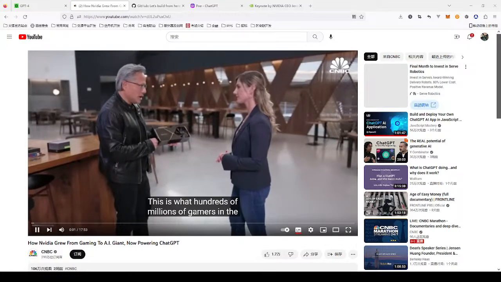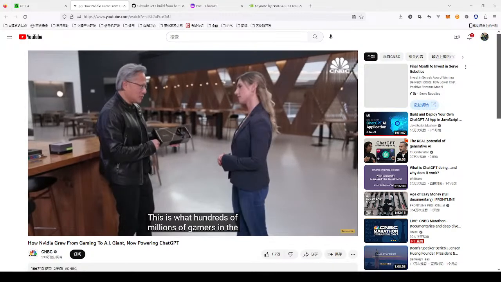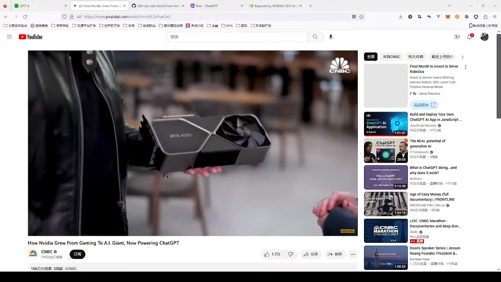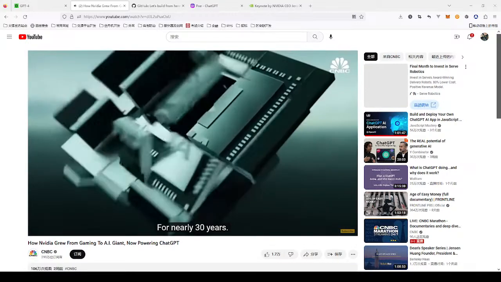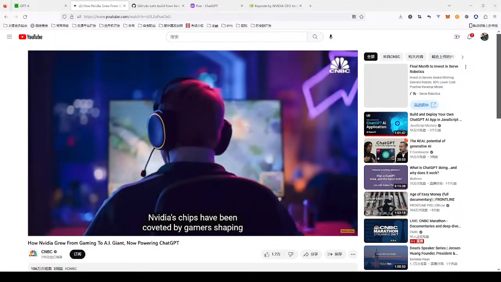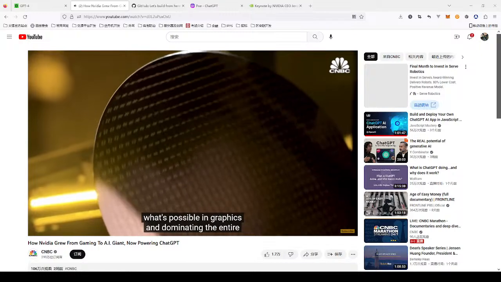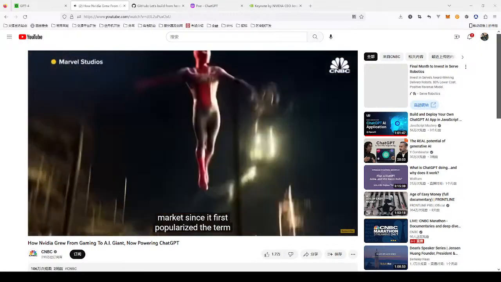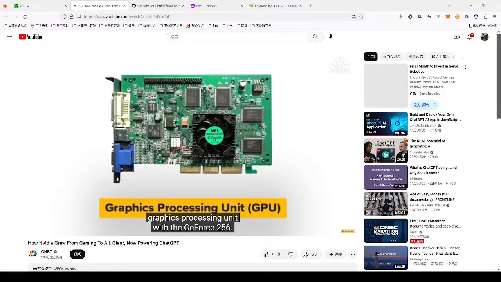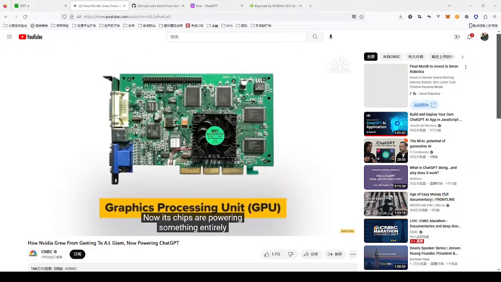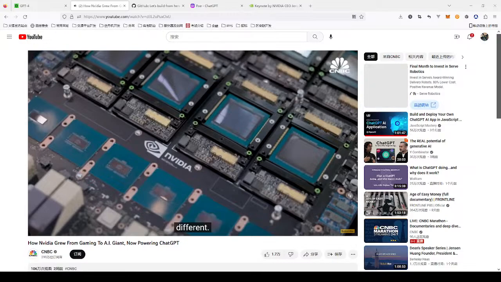This is what hundreds of millions of gamers in the world play on. It's a GeForce. This is the chip that's inside. For nearly 30 years, NVIDIA's chips have been coveted by gamers, shaping what's possible in graphics and dominating the entire market since it first popularized the term graphics processing unit with the GeForce 256. Now, its chips are powering something entirely different.